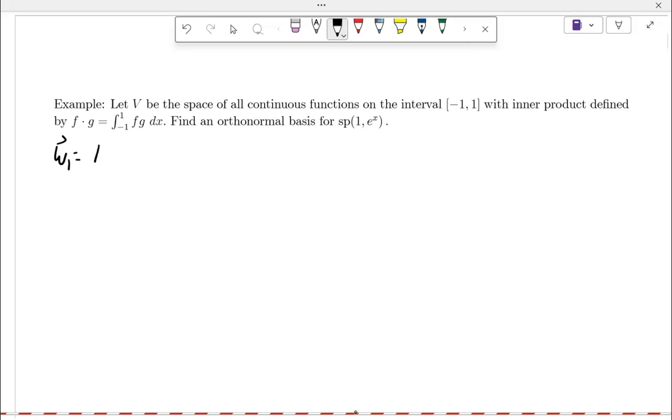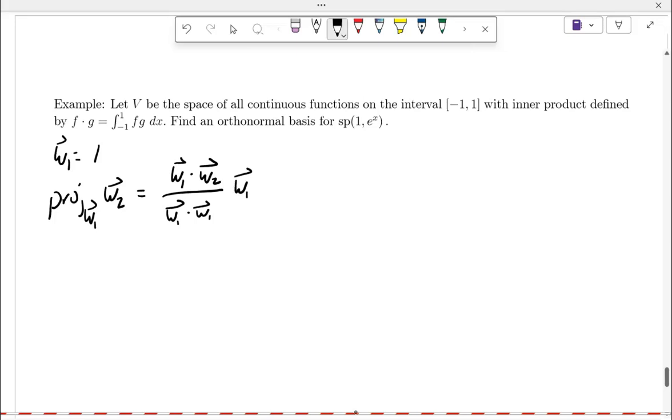1, because that's what the process says to do, right? The first vector is the first vector. Now I want the projection of W2 onto W1. That's how we do it, right? But now what's our inner product? Our inner product is integration, right?